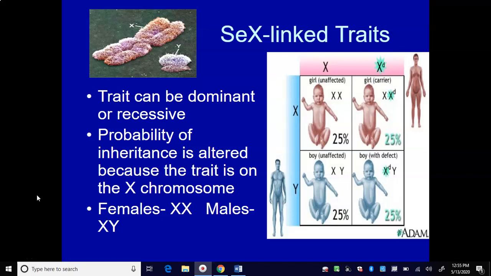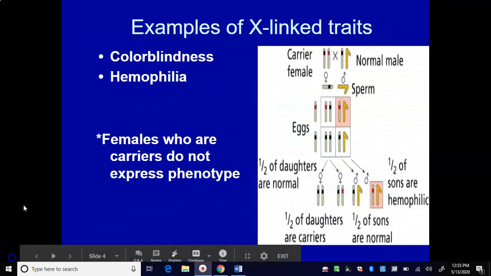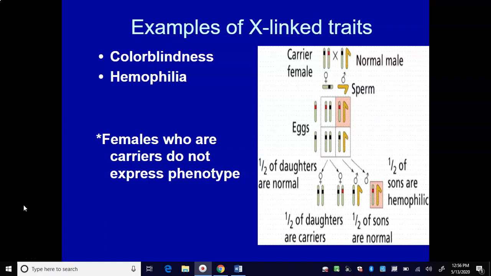The traits we're going to be referring to are colorblindness and hemophilia. When you're writing your genotypes, you must write XX for females and XY for males, so you need to put the sex chromosomes in there. Then you put the alleles on top of the X's as superscripts. Again, sex-linked traits are on the X's, and the two traits we'll refer to are colorblindness and hemophilia.